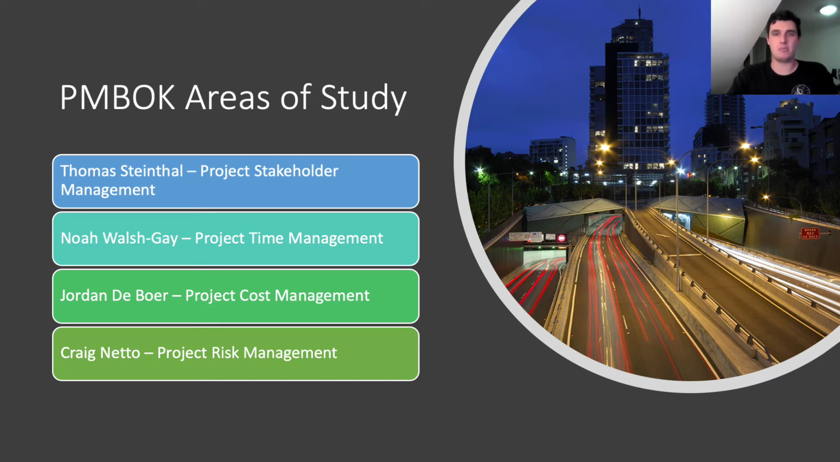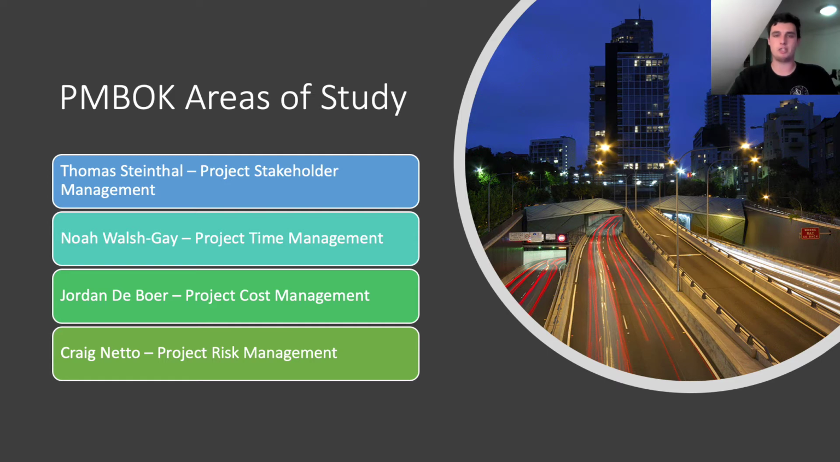Poor estimates of time and cost are recognized as one of the major contributors to a project failing. This can be seen with the Cross City Tunnel project, which was a public-private partnership that is renowned for the financial difficulties that it faced. Therefore, as one of the project management bodies of knowledge, the cost management of the Cross City Tunnel will be investigated. The final member of our group is Craig, whose focus of study was project risk management.